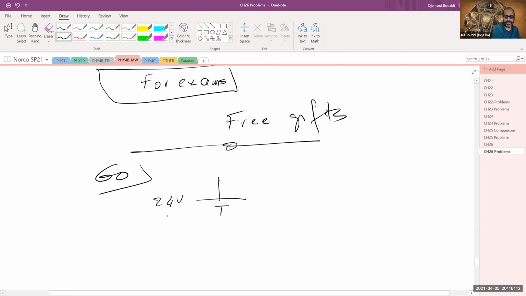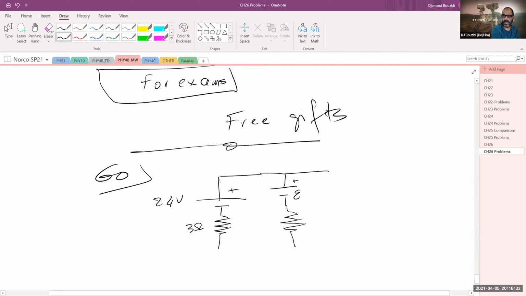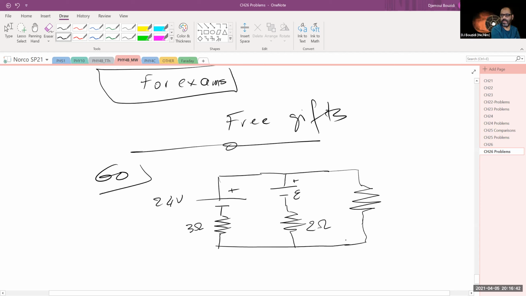So there is a 24 volt battery. There is a 3-ohm resistor. And there is an EMF in here pointing this way. And there is a 2-ohm resistor here. And there is a 7-ohm resistor in here. We know the current through it is 1.8 amps. They didn't tell us which direction that current is flowing, okay? And we need to find this EMF, which we don't know its value.